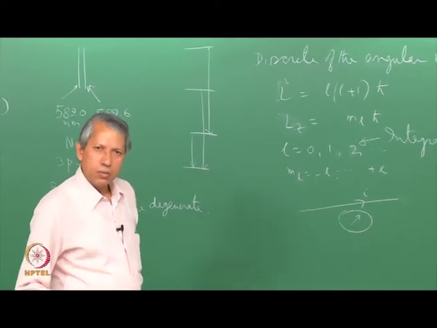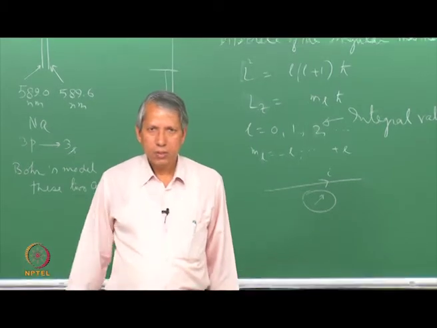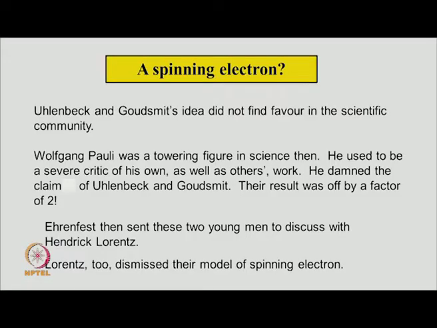So, Ehrenfest suggested that they discuss this with Pauli. Now, Pauli was a towering figure in science, and he was a very severe critic of his own work as well as the work of others. So, when Uhlenbeck and Goudsmit went and talked to him about their model, he simply said this is nonsense. He damned their work. It is also true that the calculation of Uhlenbeck and Goudsmit was differing by a factor of 2 from the observation.